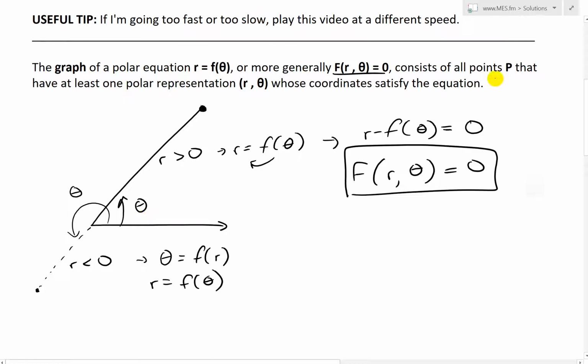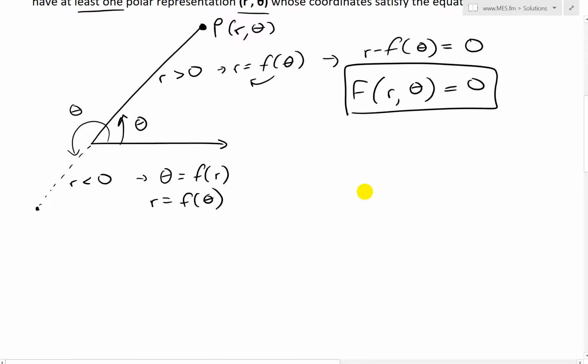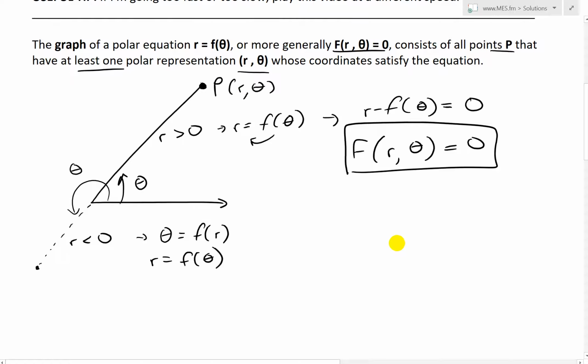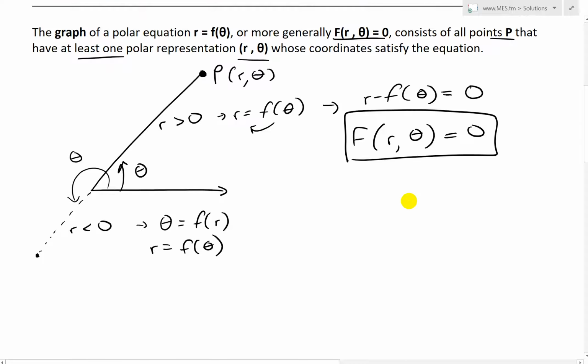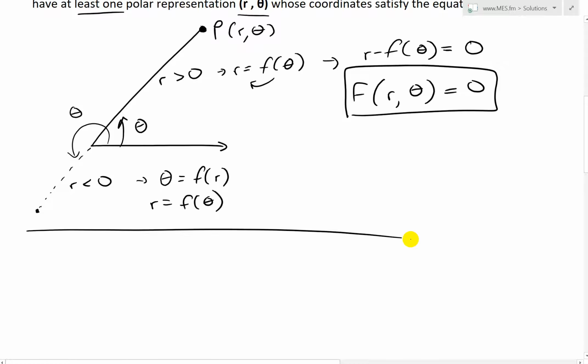So this basically consists of all points P that have at least one polar representation r theta whose coordinates satisfy the equation, this one here. So if this is P and this is coordinates r theta, and it has at least one like that, that's what we have. Basically all the points that satisfy this equation are part of that polar curve. So now let's look at the example.